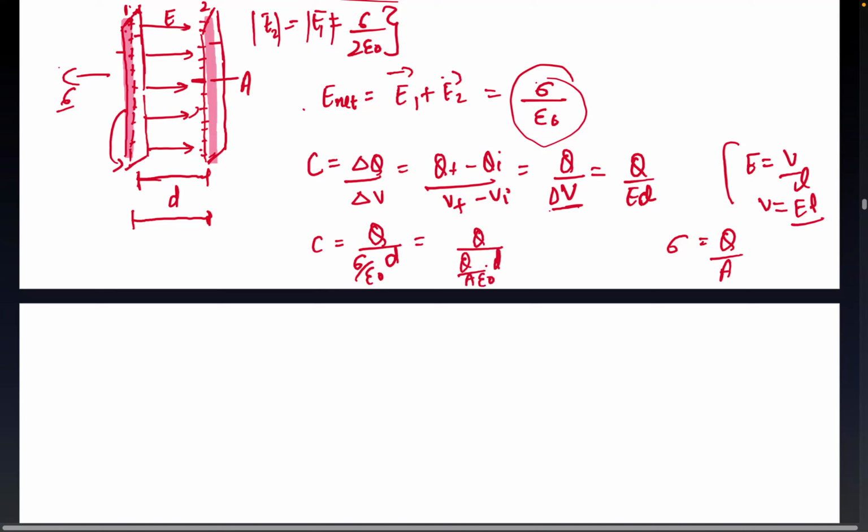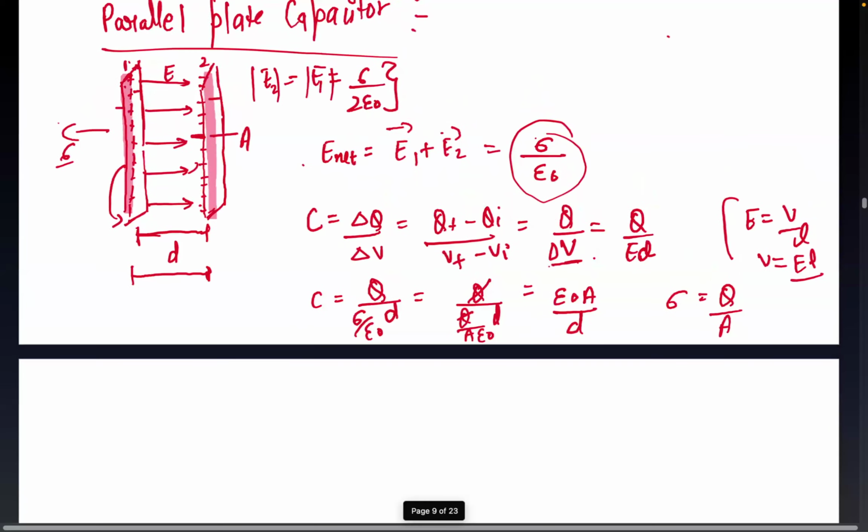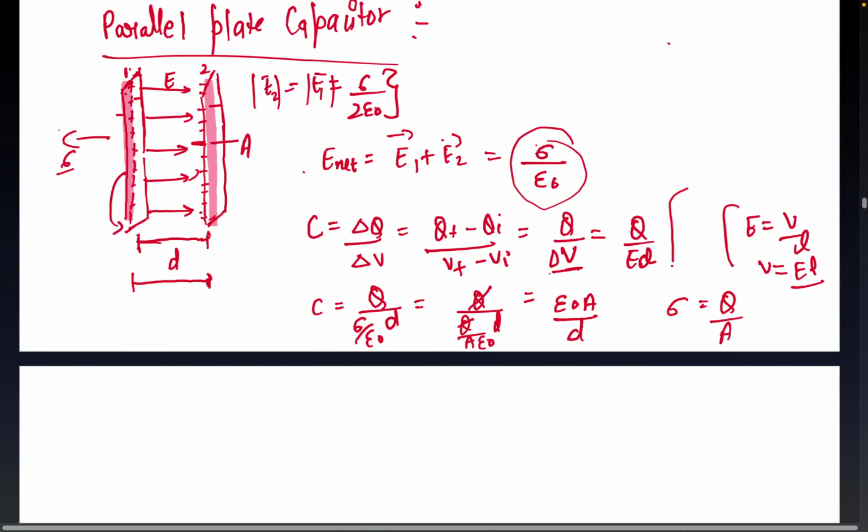Is this clear? Cancel, cancel. What are you going to get? Epsilon naught A divided by D. So this is the final formula for your parallel plate capacitor. You can see it only depends upon the area and the distance between your parallel plates. It doesn't depend upon how much charge it has stored or how much potential. It means even if you don't have any charge now, the capacity will still be the same.